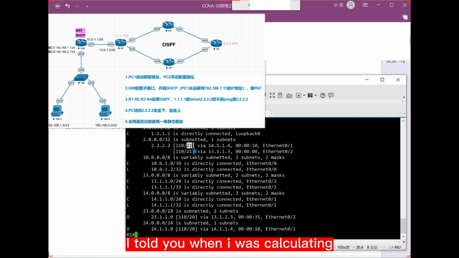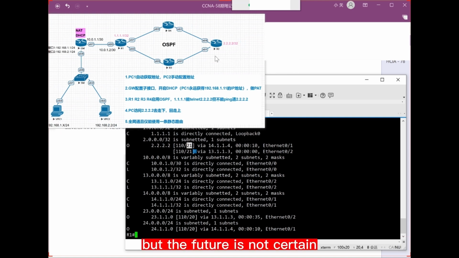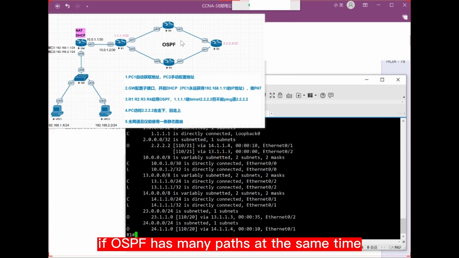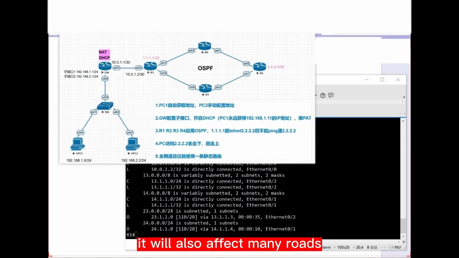I told you when I was calculating, we need to change the loopback port. We will not change the loopback port today. Let's change the physical port, because it was shown before. Let's demonstrate a different way. Usually, we change the loopback port on the project. But the future is not certain. If OSPF has many paths at the same time, all wanting to access this loopback port, and you modify it, it will also affect many roads. To be honest, it doesn't matter which one you change. Let's change the physical port first.